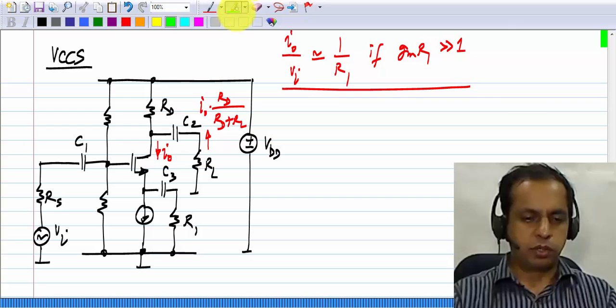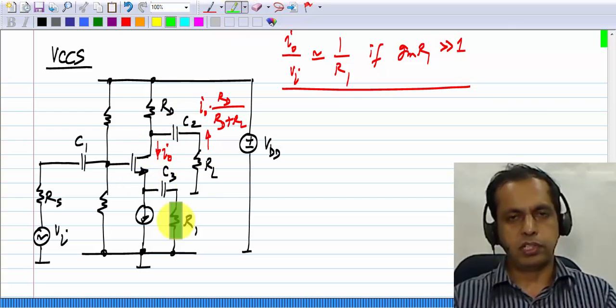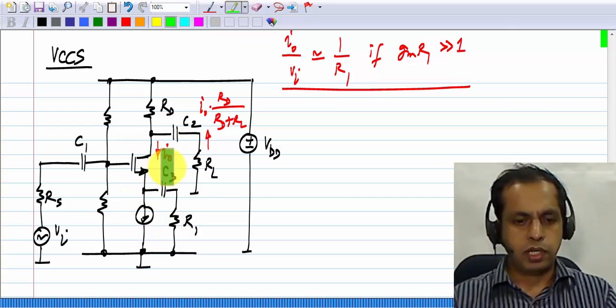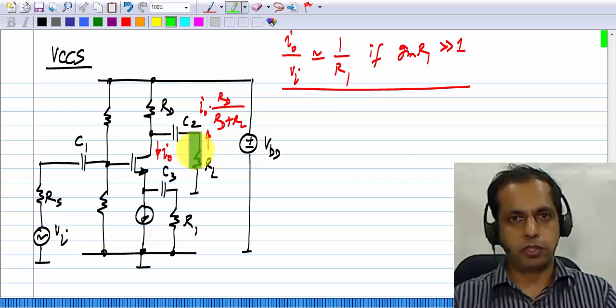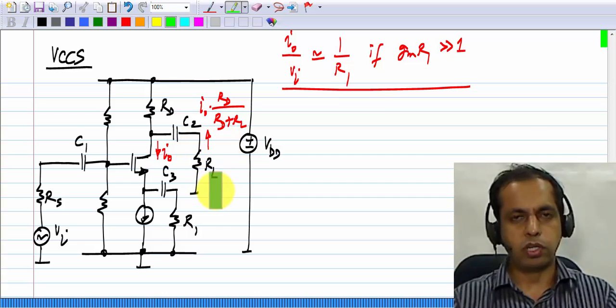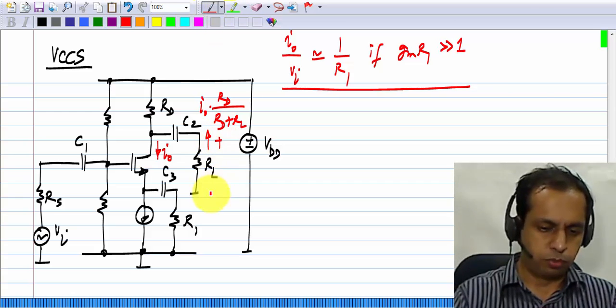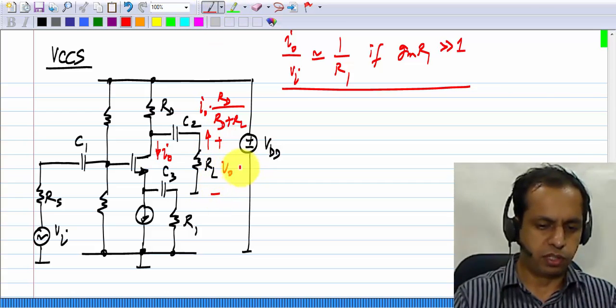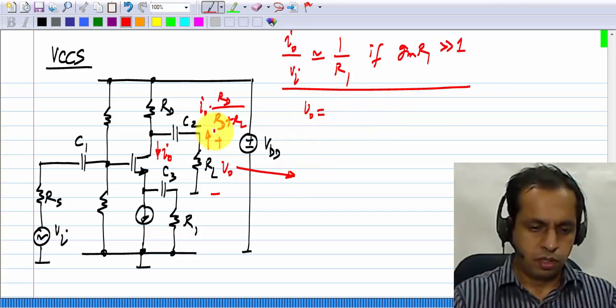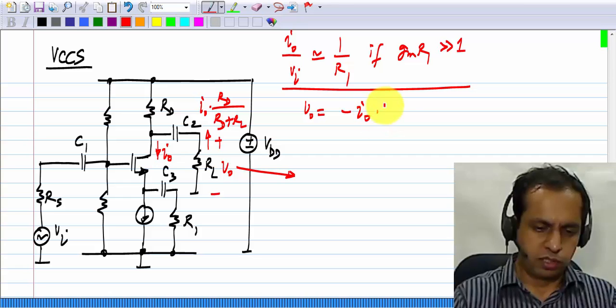Now it so turns out that a lot of times, although this is a voltage controlled current source, it is used with a voltage output. Okay, you measure the output voltage instead of the current, and that's very easy to do. What is this output voltage after all? If I define this to be V naught, V naught will be equal to minus I naught RD by RD plus RL times RL.